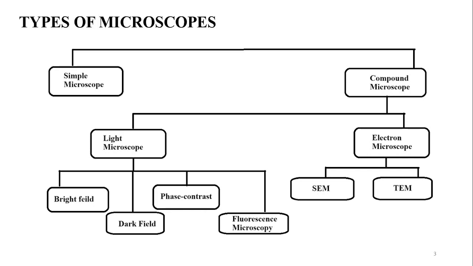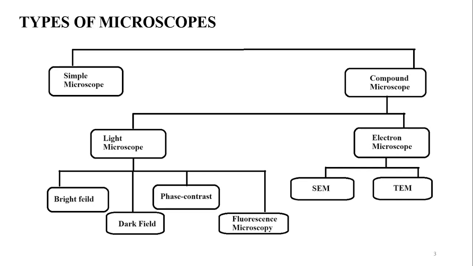This is the basic classification of the microscopes. Microscopes are broadly classified into two types: simple microscope and compound microscope. In a simple microscope, there is only one lens, and in a compound microscope, more than one lens is used. Compound microscopes can further be divided into light microscopes and electron microscopes.